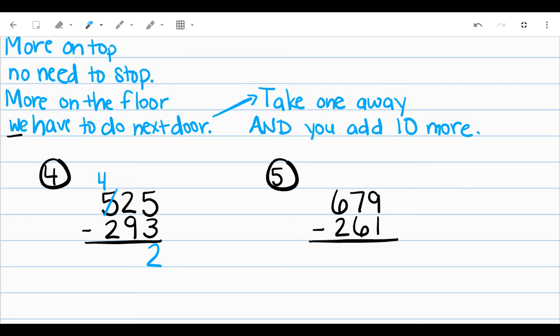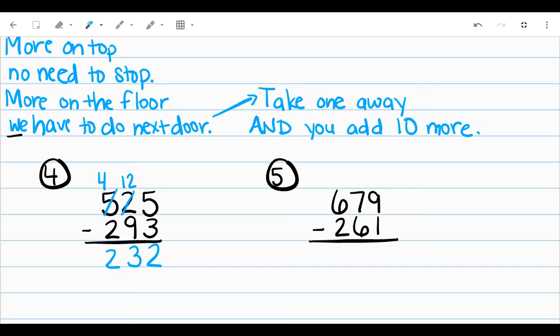So we think about it. If we count by tens to 100, we have 10 of them. So when I add my 10 more to my 2, I get 12. Now I have 12 minus 9, which equals 3. Then I move to my hundreds, and I have 4 minus 2. And 4 minus 2 equals 2. That means that for this problem, my difference is 232.